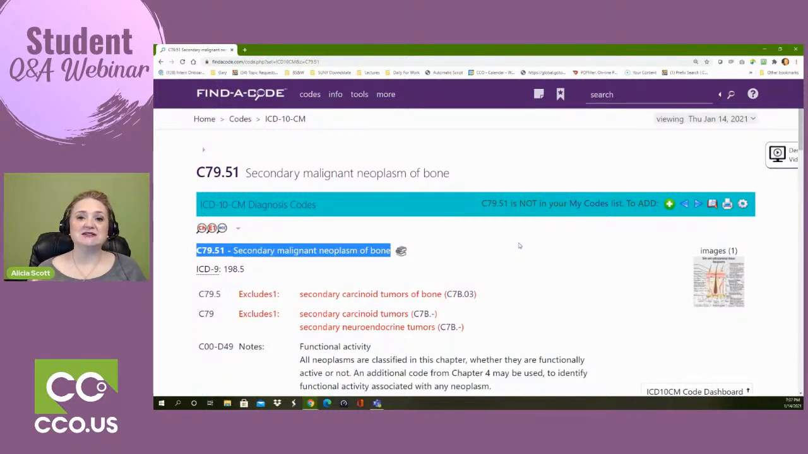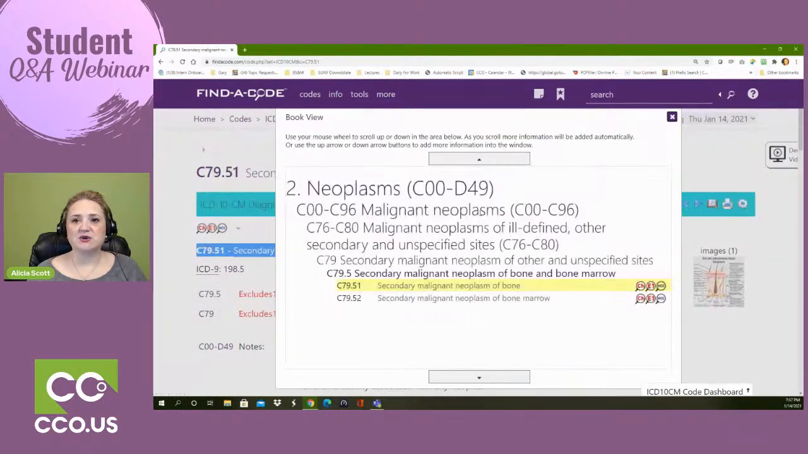So you may find a program that you really like and works well with your learning style, and plus you can make notes in there. So what I wanted to show you is how this works. Notice that when you open up your manual and you go to C79, that's going to tell you that it's a secondary malignancy and it's neoplasm of other and unspecified sites.